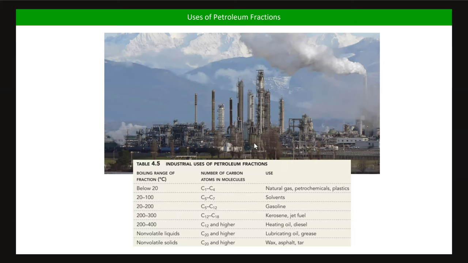So if it boils below 20 Celsius, then we wind up with a lot of things that have between one and four carbons. They wind up getting turned into either natural gas or precursors for plastics. But if it's between 20 and 100 Celsius, you're in that 5 to 7 carbons range: a lot of solvents, hexanes, paint thinners, naphtha, stuff like that. In the 20 to 200 range, you get stuff that winds up being gasoline. And it's just a mixture of a whole bunch of stuff that is somewhere between those two.